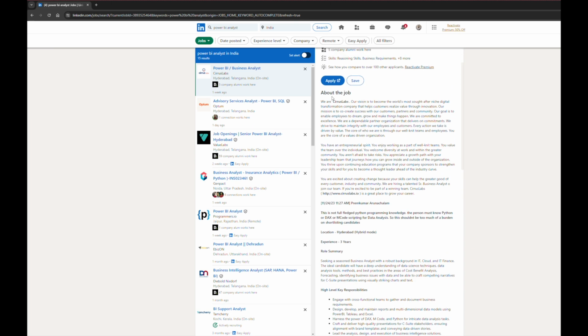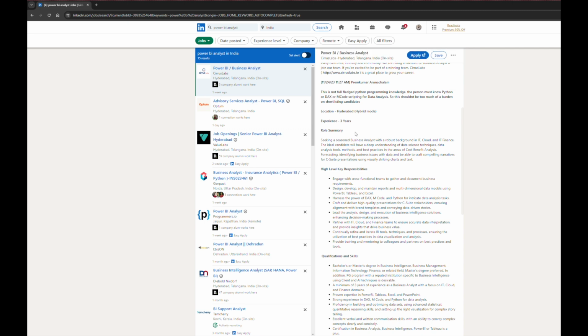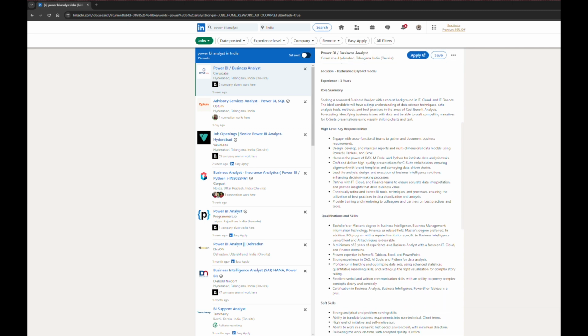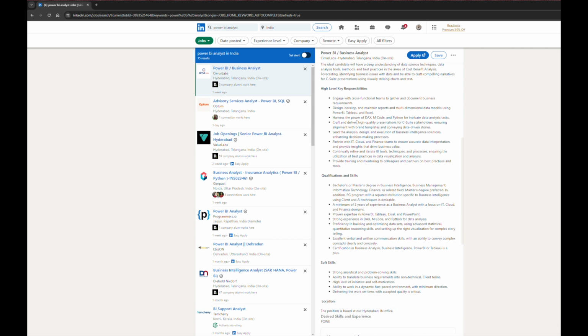Now, you see you have a description about the job. Then you have location as Hyderabad, experience of 3 years, role summary. Now, the key thing we need to look at is responsibilities. Engage with cross-functional teams, design, develop, maintain reports and multidimensional data models using Power BI, Tableau and Excel, harness the power of DAX, M code, Python. So these are all the keywords that you are seeing, right? Craft and deliver high quality presentations to C-suite stakeholders, lead the analysis, design and execution of business intelligence solutions, partner with IT, cloud and finance teams, continually refine and iterate BI tools, provide training and mentoring to colleagues, right?